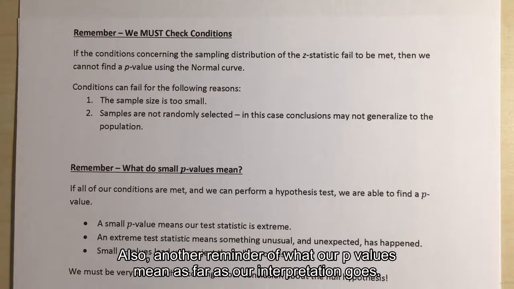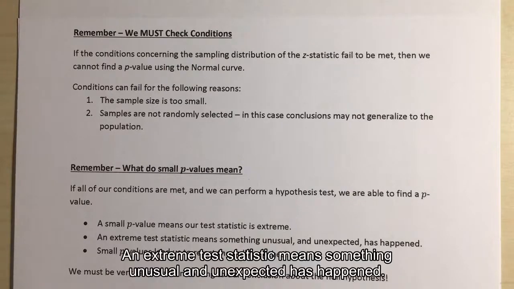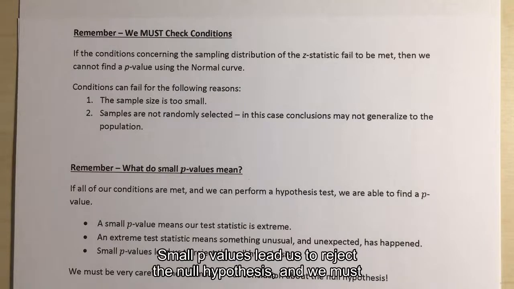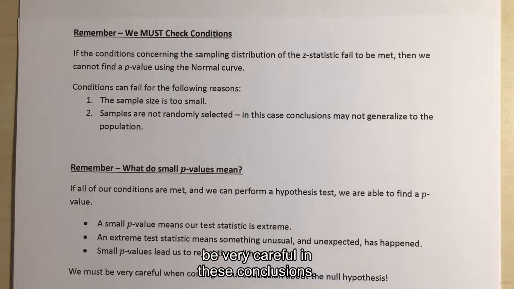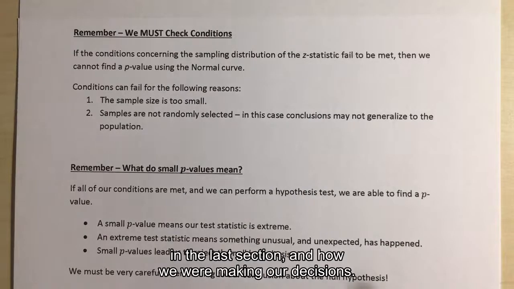Also, another reminder of what our p-values mean as far as our interpretation goes. Remember that a small p-value means our test statistic is extreme. An extreme test statistic means something unusual and unexpected has happened. Small p-values lead us to reject the null hypothesis, and we must be very careful in these conclusions. So just a reminder of what we talked about in the last section and how we were making our decisions.